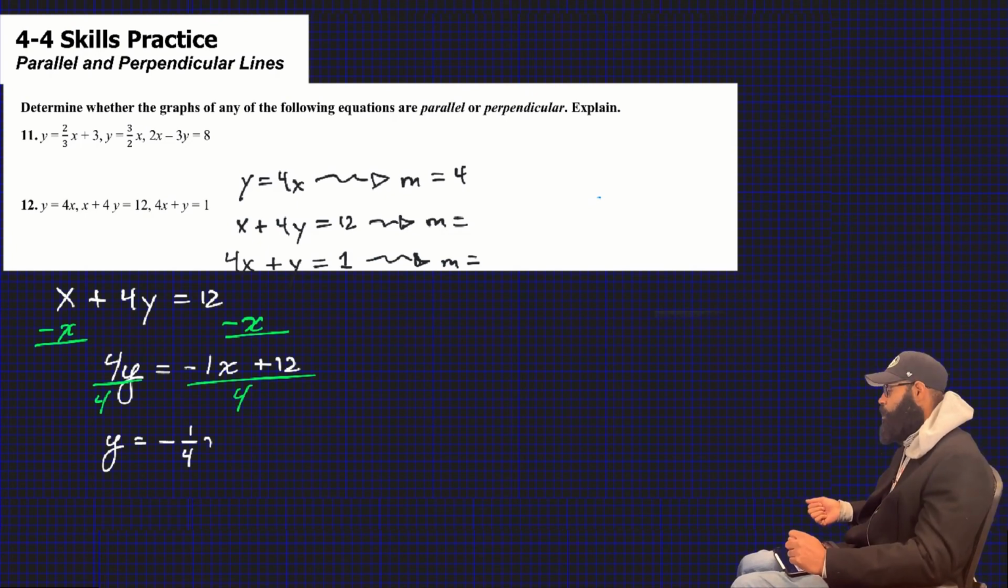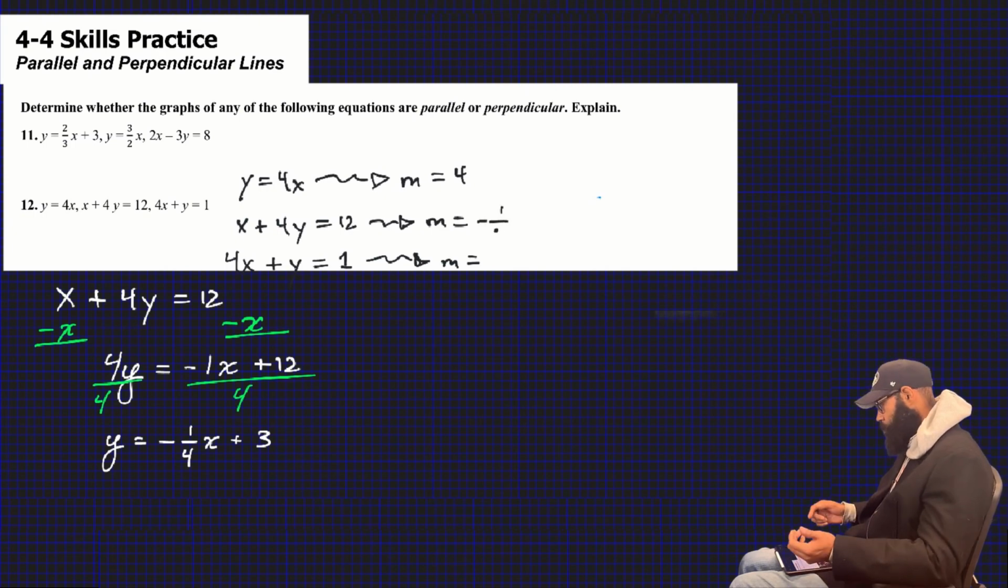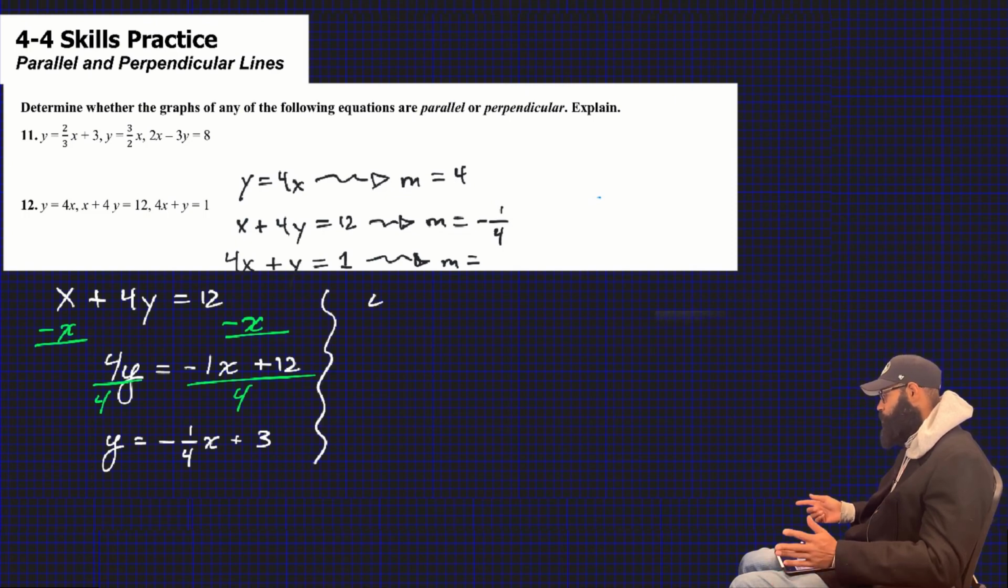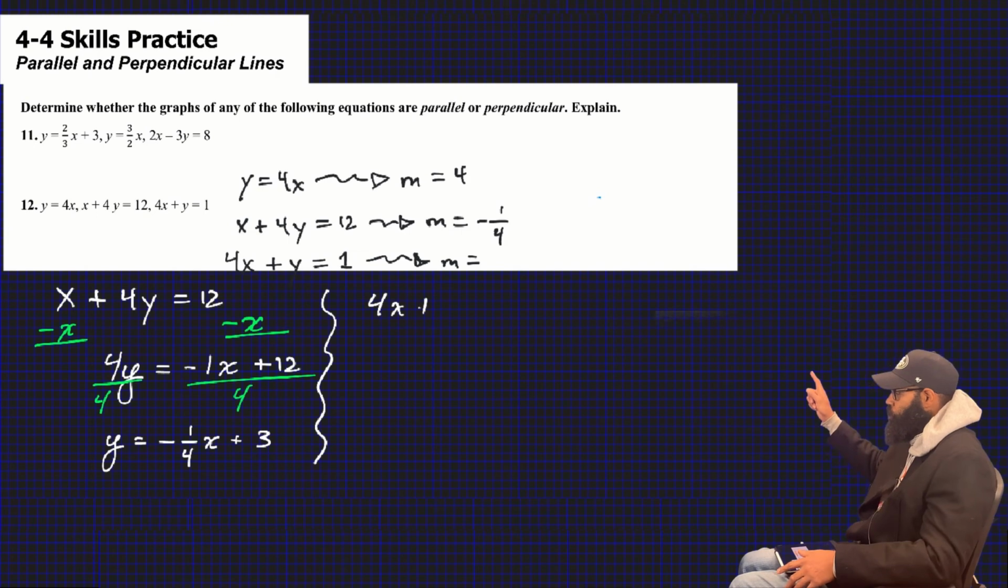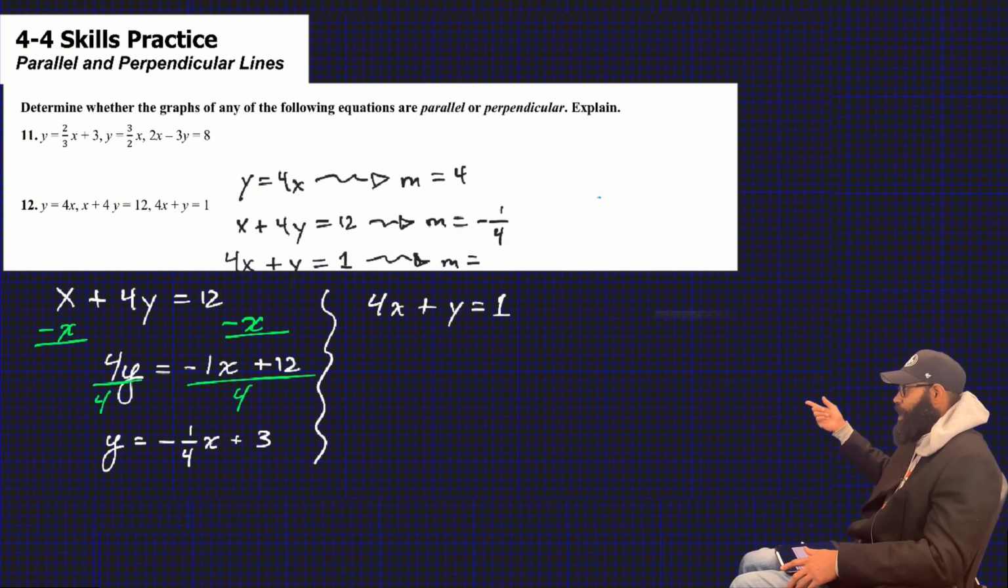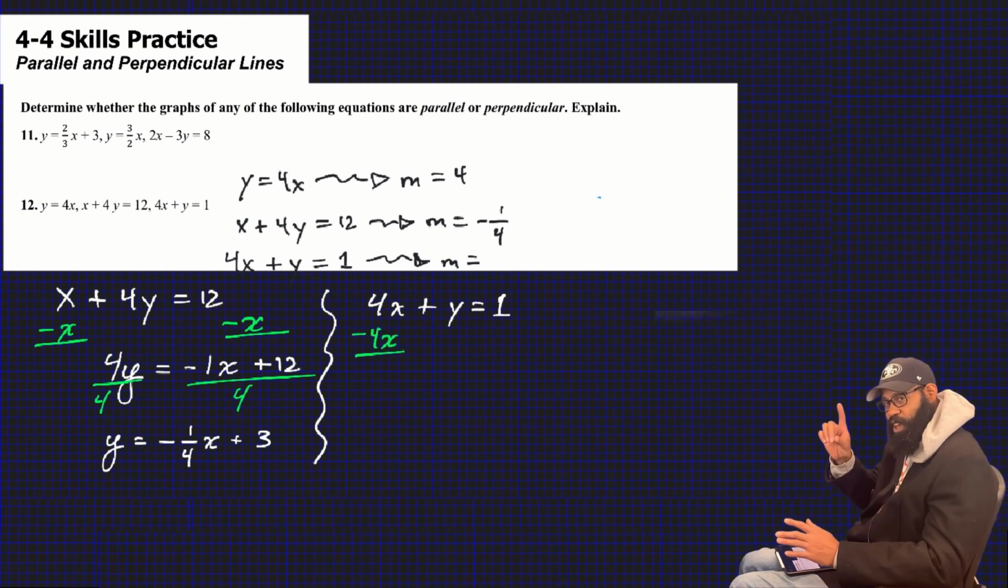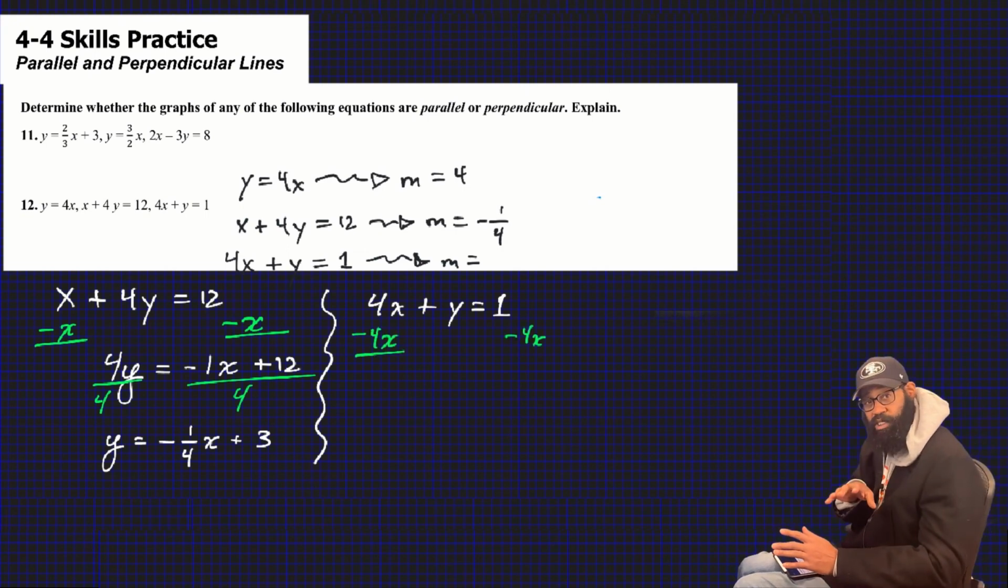Negative 1/4 x plus, and hopefully now we're good. So I already see what I know, that 4 and negative 1/4 are negative reciprocals of each other, but I still got one more equation to do. So 4x plus y now is equal to 1. Very similar. So it's going to break it down to just one step because there's no coefficient for y.